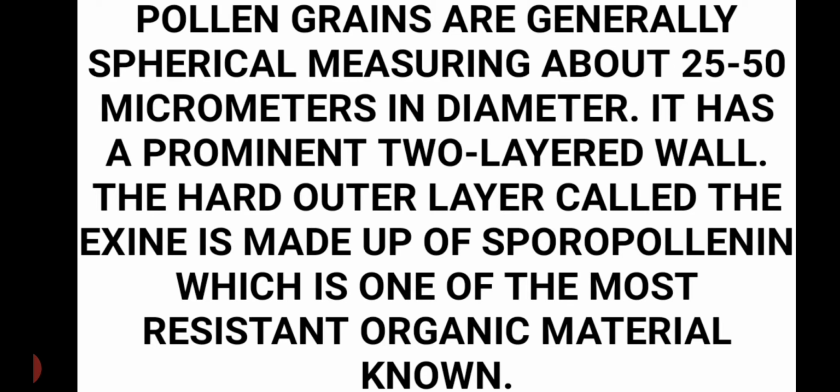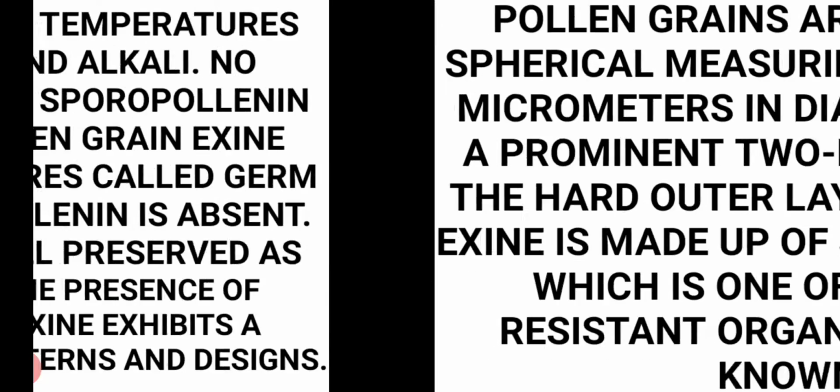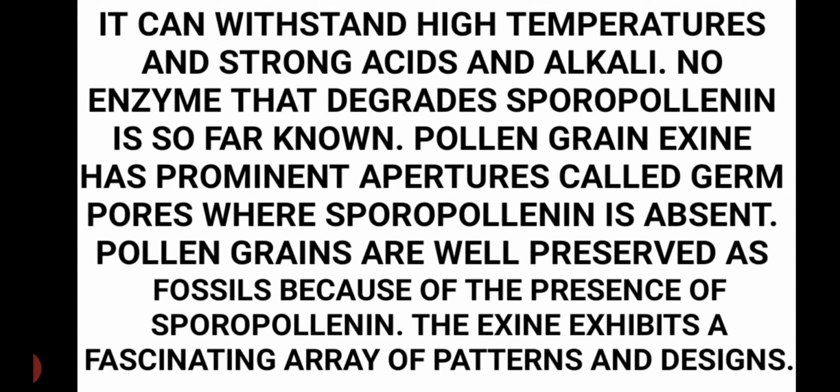It has a prominent two-layer wall. That means it contains two walls, the outer one and the inner one. The hard outer layer is called the exine and it is made up of sporopollenin. And this sporopollenin is the most resistant organic material known. It can withstand high temperature and strong acid and alkali.